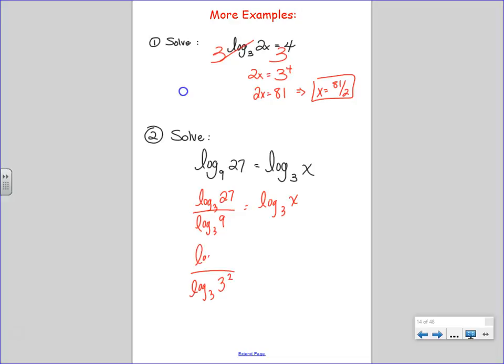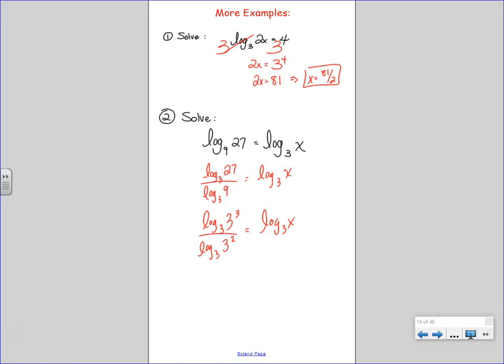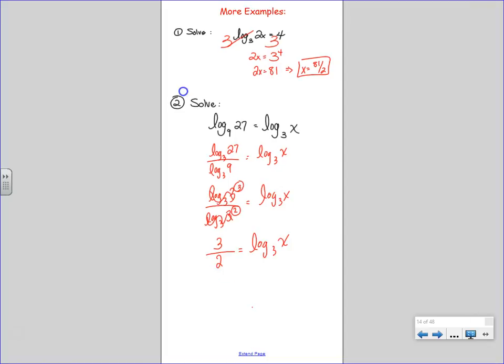Is 27 a power of 3? Yeah. Isn't it 3 cubed? Well, wait a minute. Log base 3 of 3 to the power of... What does this end up becoming? 3 over 2 equals log base 3 of x. Oh, that's impossible. What are we supposed to do now? How do we solve for x? We only have one log left. We only have one log to undo.